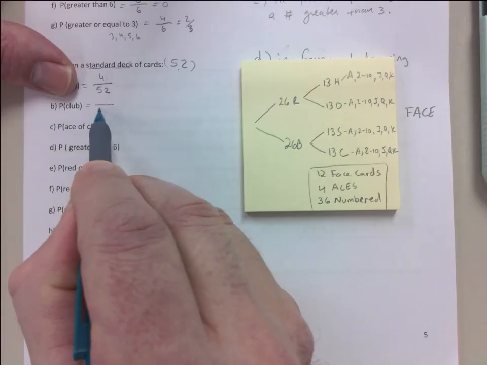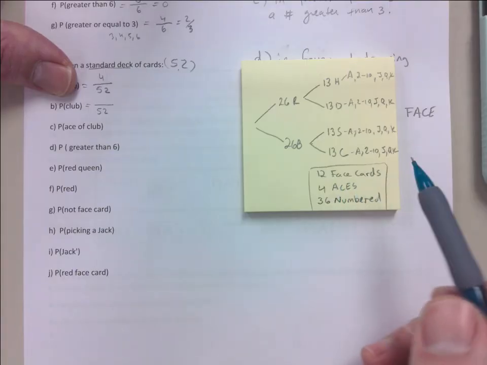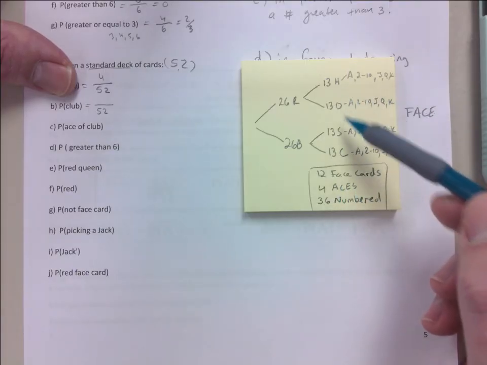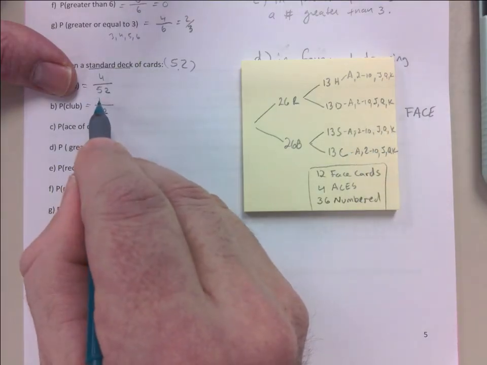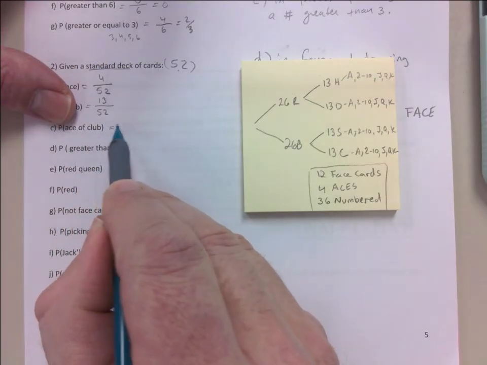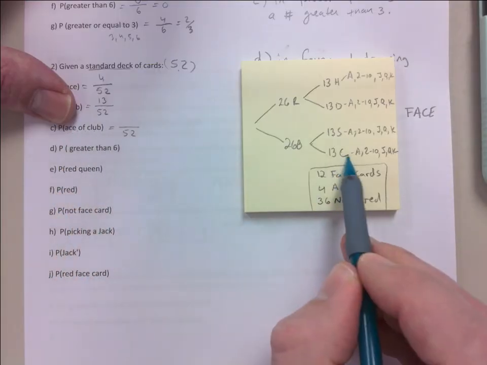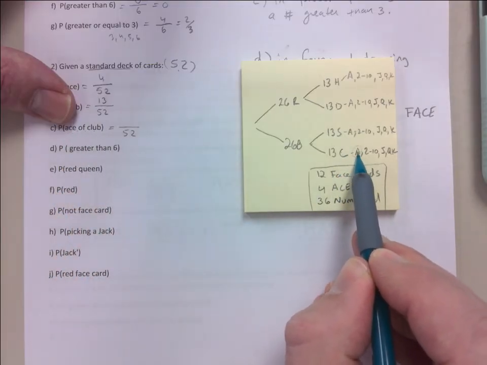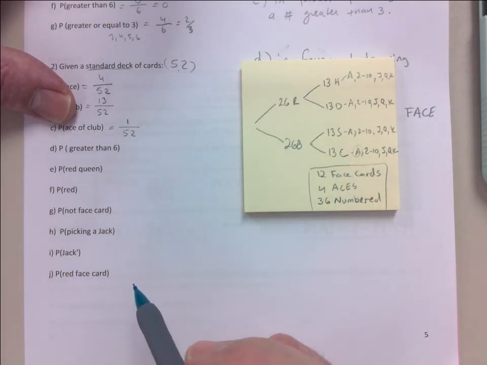Probability of a club. How many clubs do you have? There are 13 clubs. So this would be 13 out of 52. Ace of clubs, what's up with that? Ace of clubs means that only this one ace here is also a club. So it'd be 1/52.